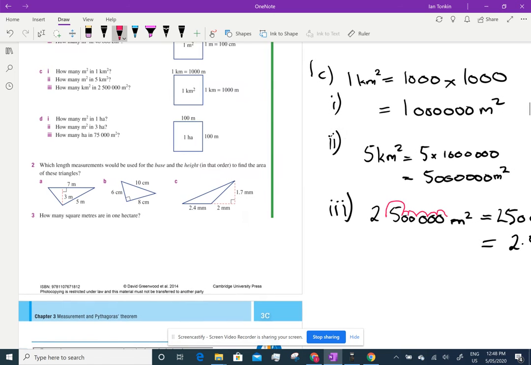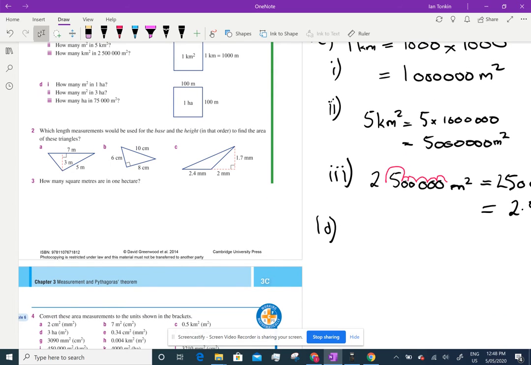I think it's important that we do D, because D is a hectare. Now, that's how we measure land, how many hectares. We used to measure it in acres, and some people still do. I think it's about 2.5 acres to a hectare. But we tend to measure in hectares now, 1 hectare. It's a standard unit of measuring of land. And a hectare is 100 by 100.